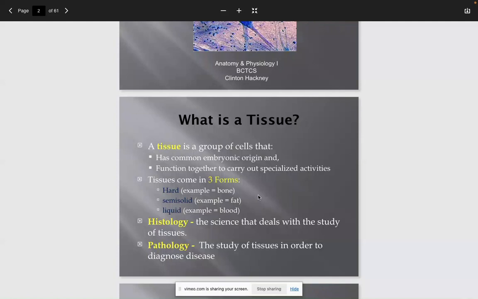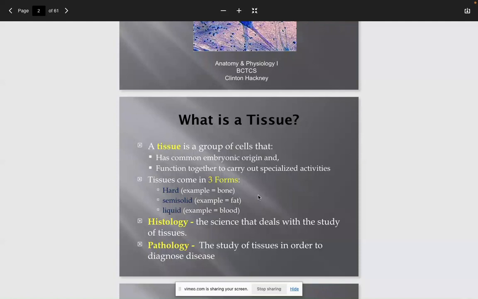Hard, this one makes sense. You think about the bone, you think about osteocytes, meaning the bone cells, they're in contact with each other to form bone. And you have something called adipocytes, which are fat cells. Whenever they come together, they form something called subcutaneous tissue.